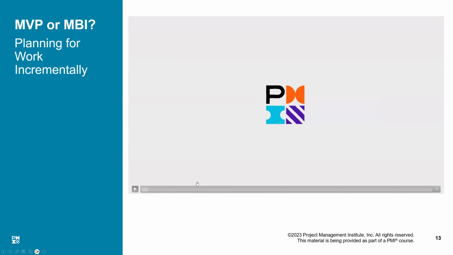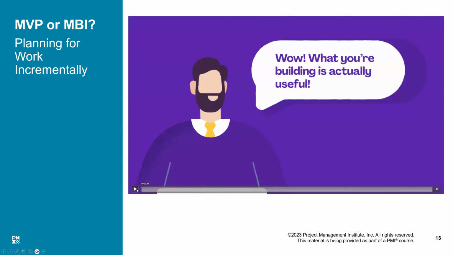Okay, just hold on. I'll show you a small video to clarify the difference between a minimum viable product and the minimum business increment. Please listen to this very carefully, because this is very interesting and very important as far as agile is concerned. These are terminologies that are used there. So please listen to this.